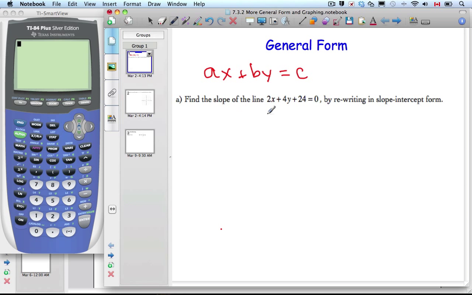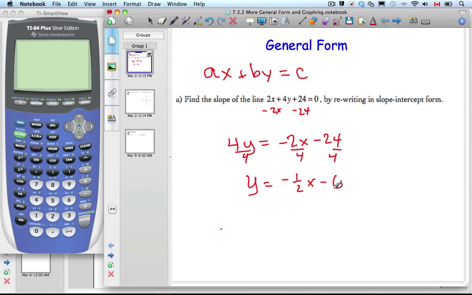If we need to isolate y, let's move our 2x and our 24 over. So we have 4y equals negative 2x minus 24. To isolate y, divide by 4, divide by 4, divide by 4. y equals negative 1/2 x minus 6. Now I can see my slope is negative 1/2, and the y-intercept is negative 6. That's a good review of those things.